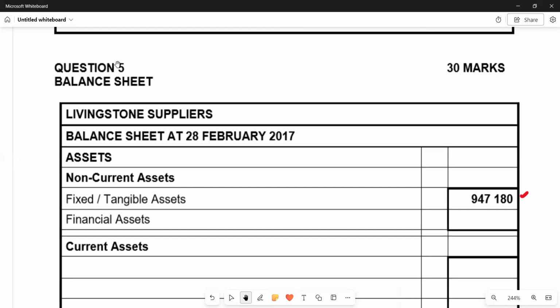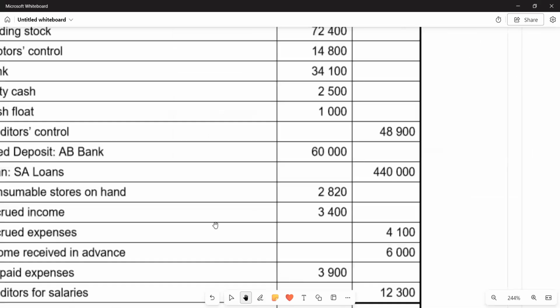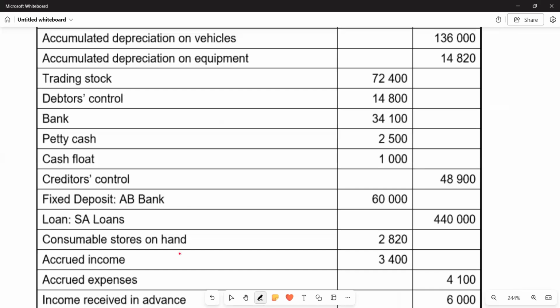So we're going to go back to the question and see what we have in terms of our fixed deposits. If you come here, you would see that we are given a fixed deposit for AB Bank, which is 60,000. The fixed deposit was 60,000. So this is going to represent our financial assets.